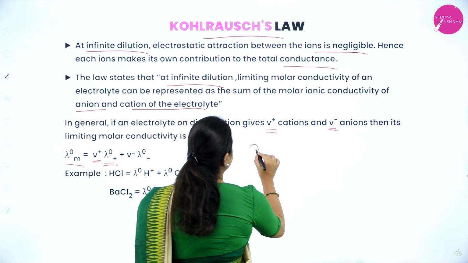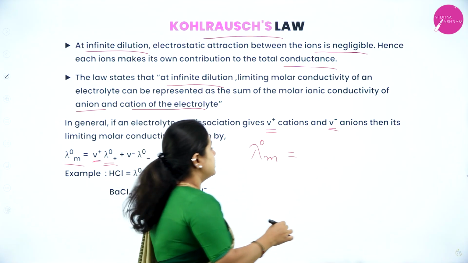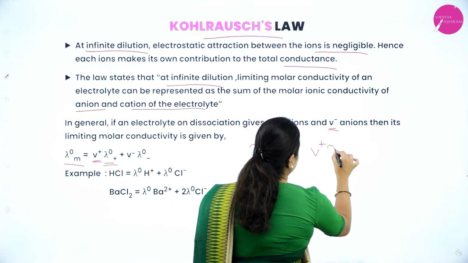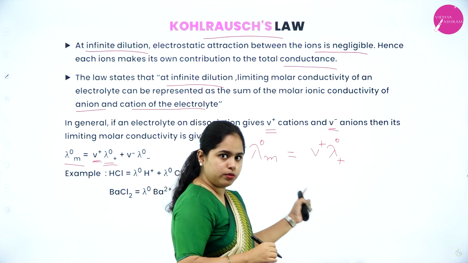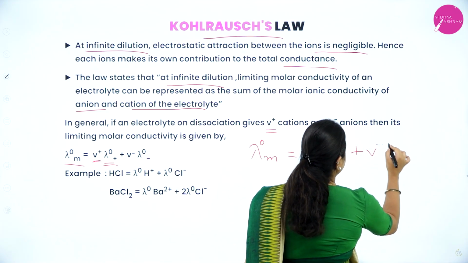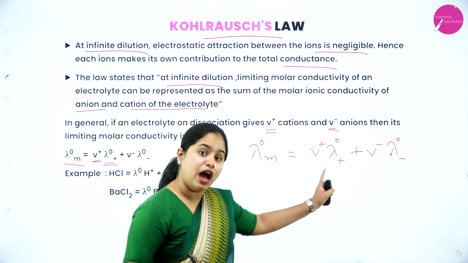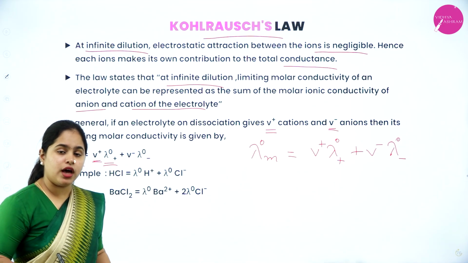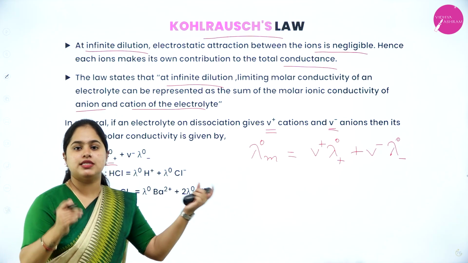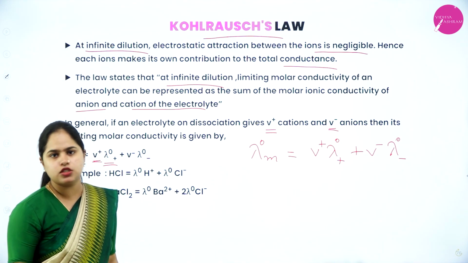That is, the limiting molar conductivity will be equal to the sum of the molar conductivity of the cation, the contribution of the cation, and the molar conductivity of the anion. Okay, the contribution of each ion, the molar conductivity of each ion is added together, and we will get the limiting molar conductivity. So this is called Kohlrausch's law.